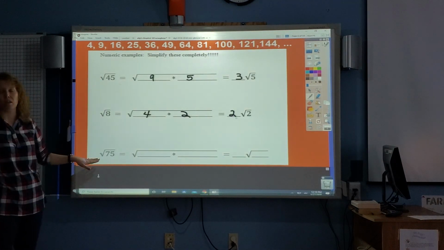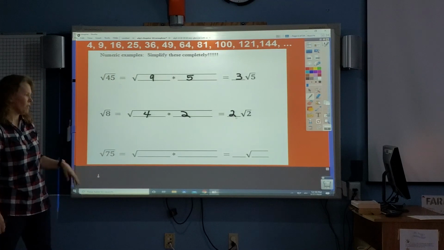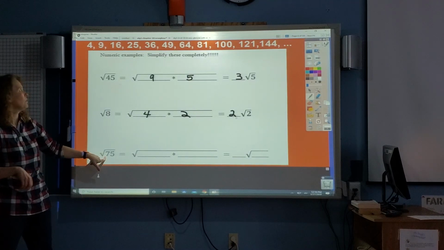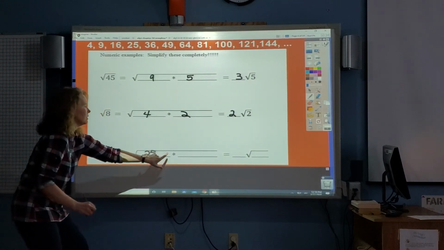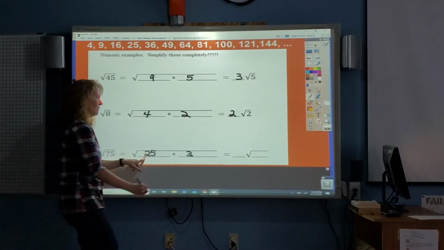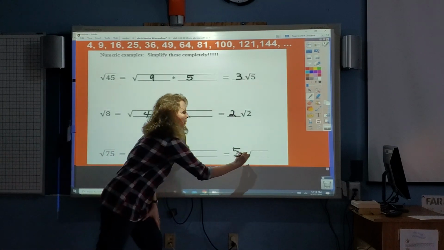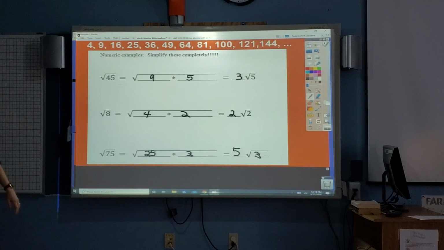75, you look at your list, it's not a perfect square, so you're going to start looking through the list. Which number will go into 75? I always try to get the highest, biggest perfect square that'll go into it, and 25 will go into 75. So we're going to do 25 here times 3. So we can do the square root of 25 and get 5. And then you'll have a 3 left over. So that's how you handle the numbers that are under radical. Now I'm going to show you how to handle variables that are raised to an exponent.